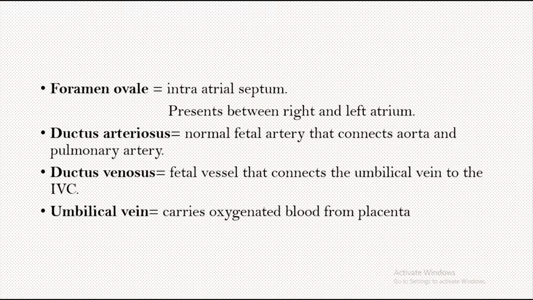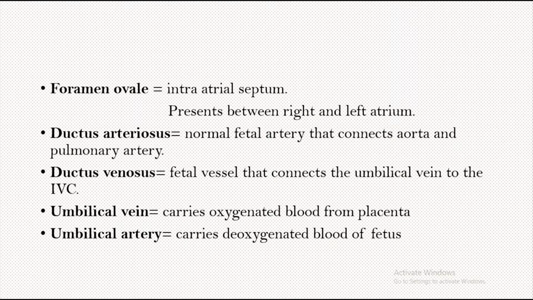The umbilical vein carries the oxygenated blood from the placenta, and the umbilical artery carries the deoxygenated blood of the fetus. Don't get confused about the artery and the vein, because the definition of an artery is that it carries blood away from the heart, and a vein carries blood to the heart. I hope you understand about these structures. Now you can easily understand our fetal circulation.